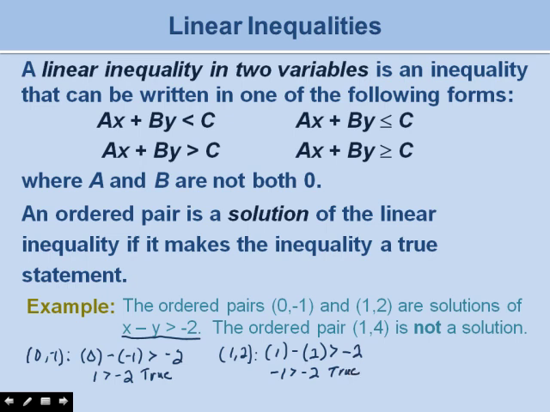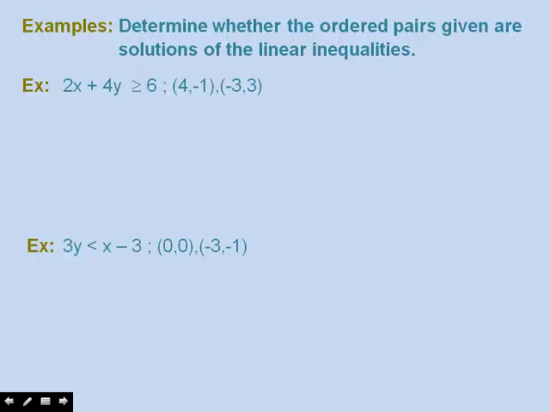Now for the ordered pair (1, 4), what we'll see if we substitute those values in for x and y is that on the left side we end up with -3, but -3 is not greater than -2, so this is false. And that means that (1, 4) is not a solution, where the other two were, because those two made the statement true. Let's look at some more examples of this.